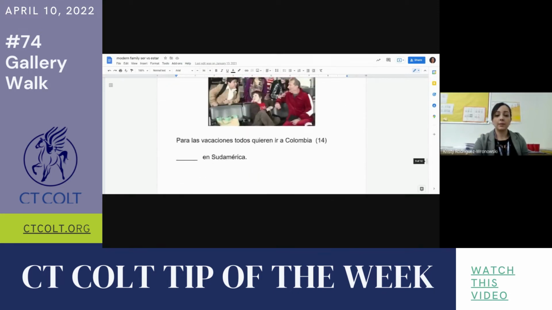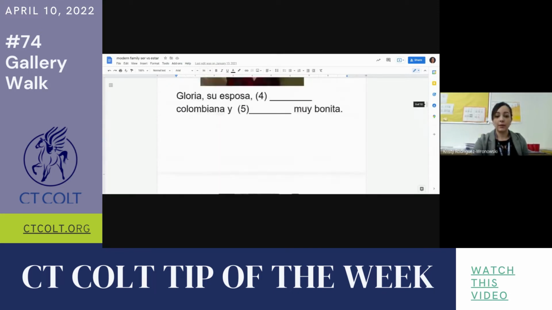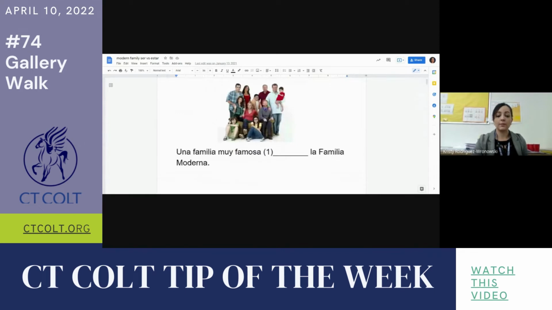So for this gallery walk, I used the Modern Family. First of all, my students found Modern Family interesting at the time, and it was appropriate because they have to use ser and estar when describing family members. So I would definitely, again, encourage you to get to know your students and make your gallery walks around their interests. So after they do this, they come into class and they check their work and see how they did.